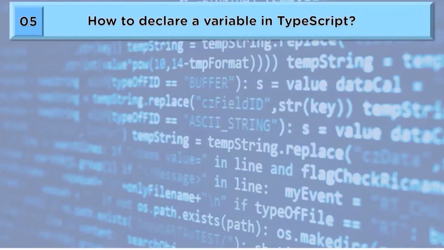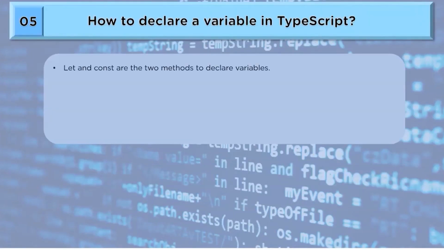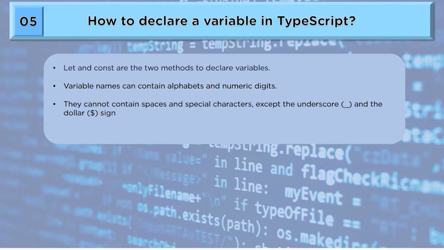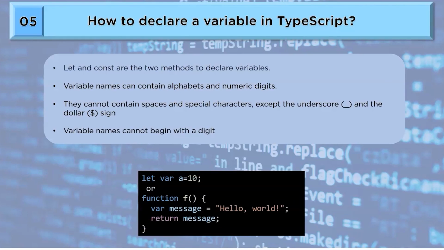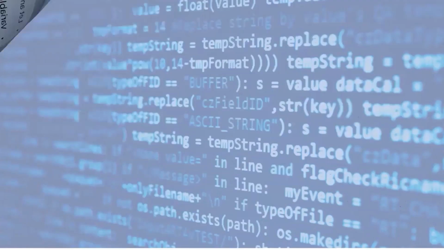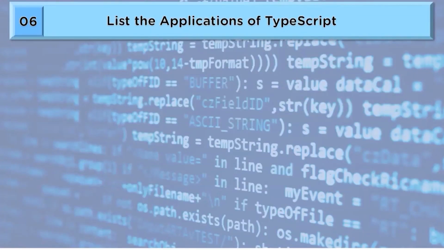How to declare a variable in TypeScript? Let and const are the two methods to declare variables. Variable names can contain alphabets and numeric digits. They cannot contain spaces and special characters, except the underscore and the dollar sign. Variable names cannot begin with a digit. Below is the example code, where we have declared a variable with the let method and we have declared a variable inside a function.